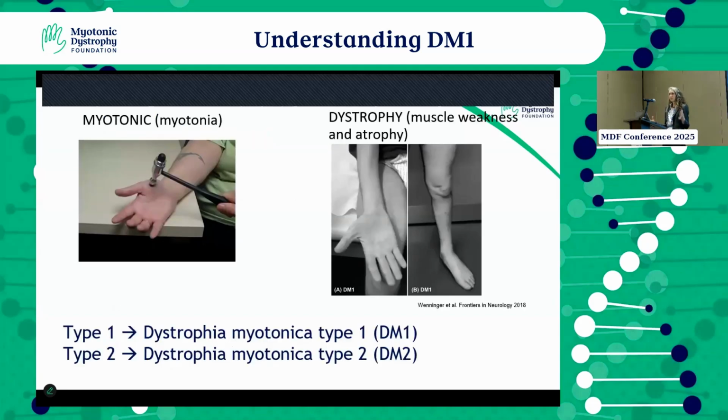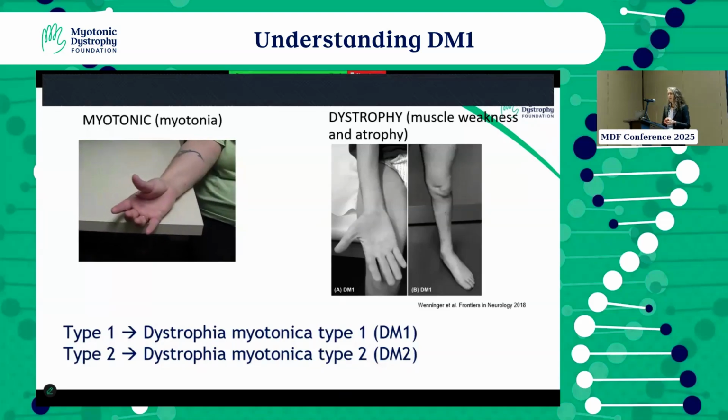Myotonic dystrophy, let's break down the name. So myotonic comes from myotonia, which is a phenomenon given as an example in this video. This woman is letting her hand relax. We are taking the reflex hammer and tapping on her thumb muscle. And you can see what happens when we do that. The thumb muscle contracts and it stays there for a while and it slowly relaxes into the neutral position.